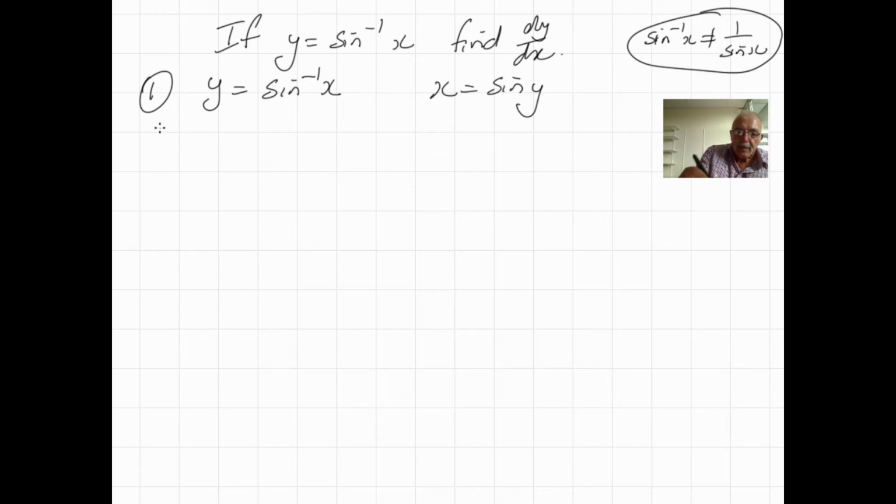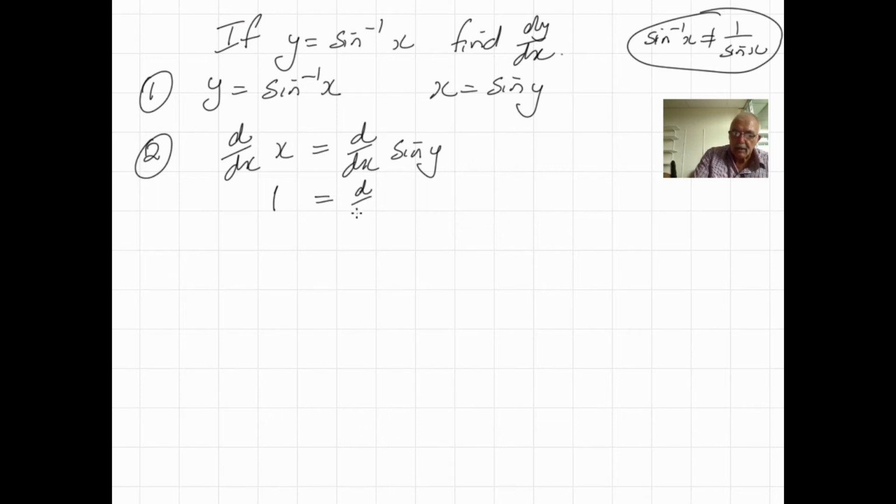Second step is to find the derivative with respect to x. So we go d dx of x equals d dx of sine y. And we can evaluate each of these derivatives. The derivative with respect to x of x is 1, which is equal to, now this once again is the chain rule, d dy of sine y times dy dx. The derivative of sine is cos y times dy dx.